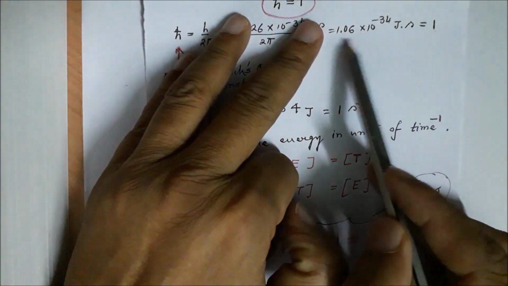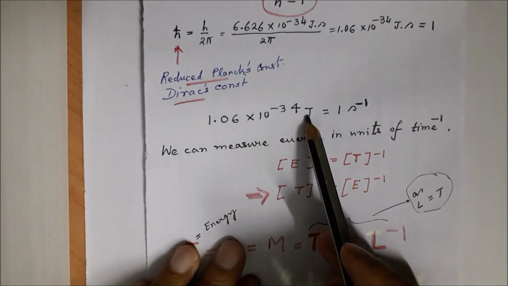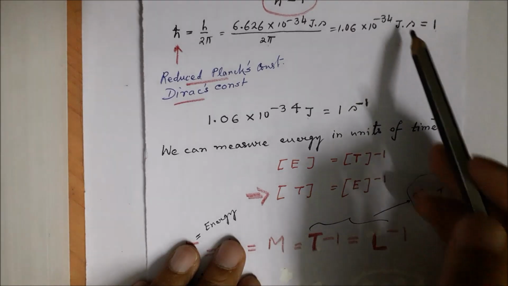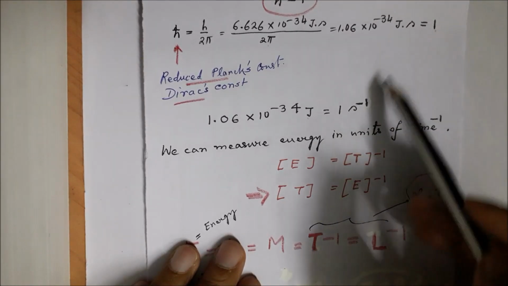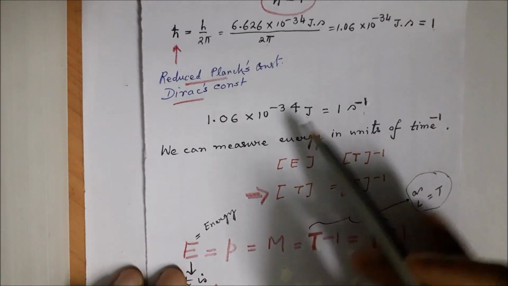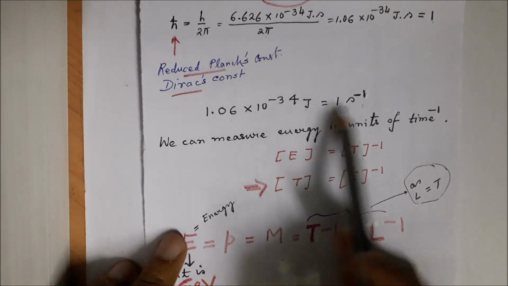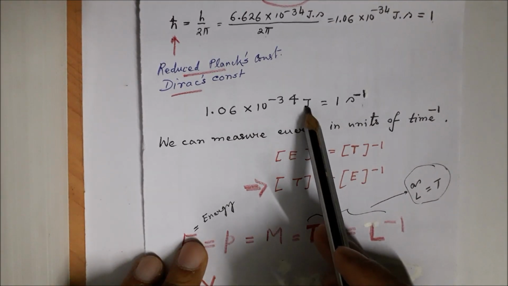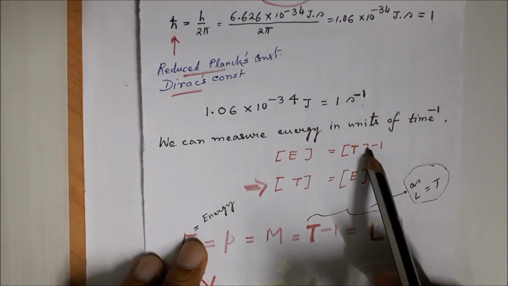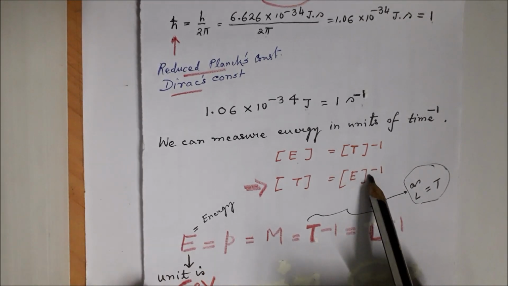So we have this part, and this is written over here: 1.06 × 10^-34 joule second equal to 1. This second goes to that side, therefore it is inverse of second, and on this side we have joule. A look at this relation suggests that we can measure energy as second inverse. So energy is second inverse, or in other words, second or time is energy inverse.